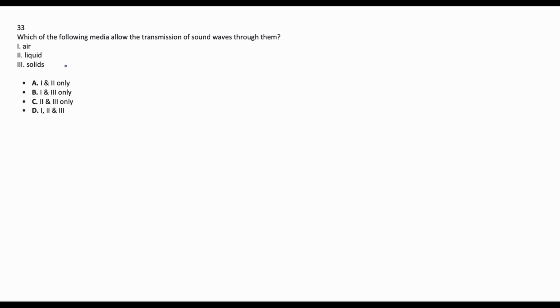Question 33 says, which of the following media allows transmission of sound waves through them? 1. Air. 2. Liquid. 3. Solids. Now, sound wave is a mechanical wave, and by mechanical wave, we mean a wave that requires a medium for its propagation. Sound can travel through air, liquids, and solids. They are all mediums that propagate sound. The only difference is that it travels faster in solids than in liquids, and faster in liquids than in air. But sound travels through all these mediums. So our answer here is 1, 2, and 3, which is D.